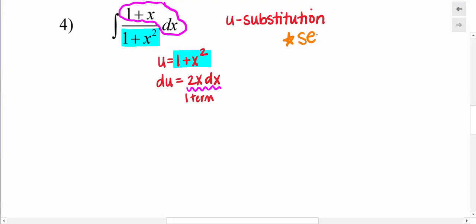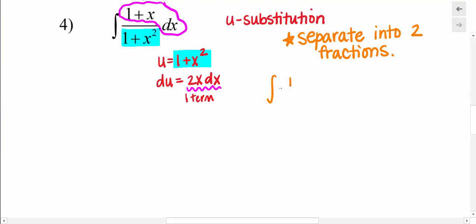So we're going to write separate into 2 fractions. Sometimes you might need 3, sometimes you might need 2. Most commonly it's probably 2. So from the beginning, this would be equivalent to 1 over 1 plus x squared, don't forget your dx, plus x over 1 plus x squared dx.